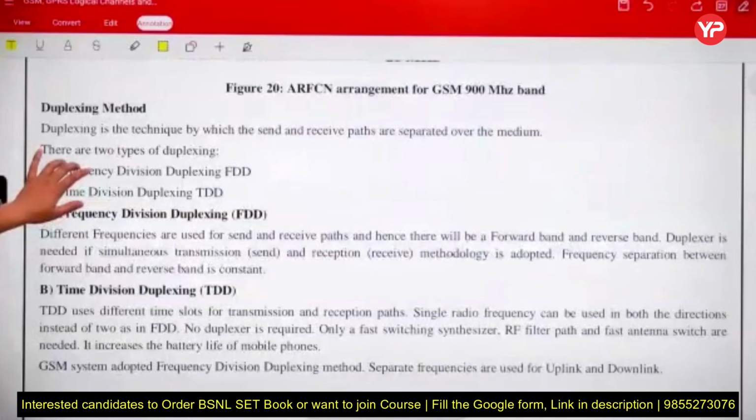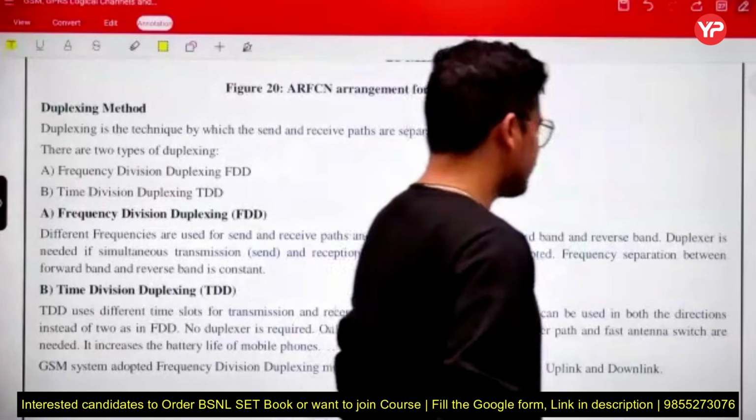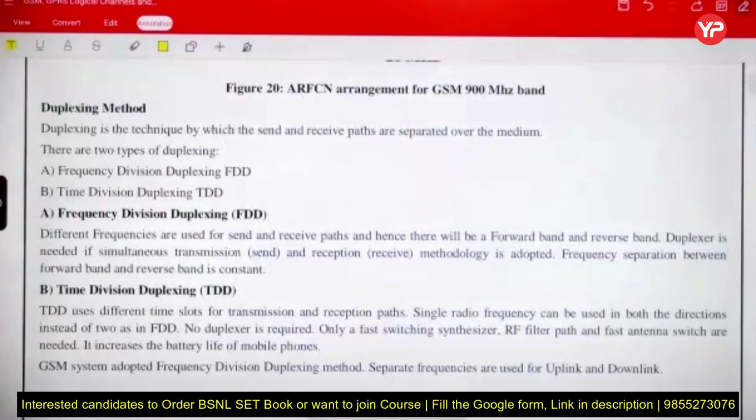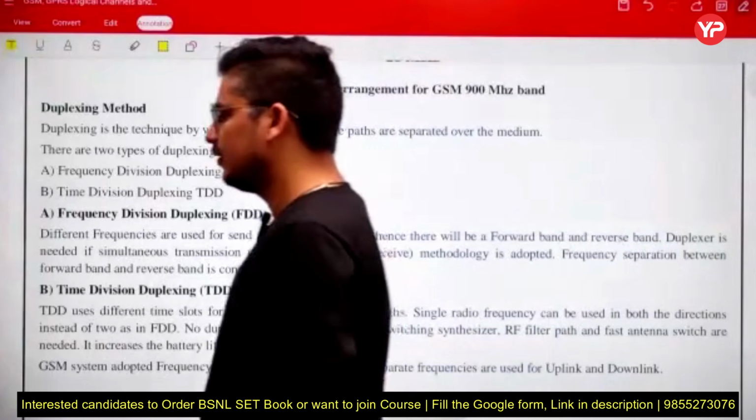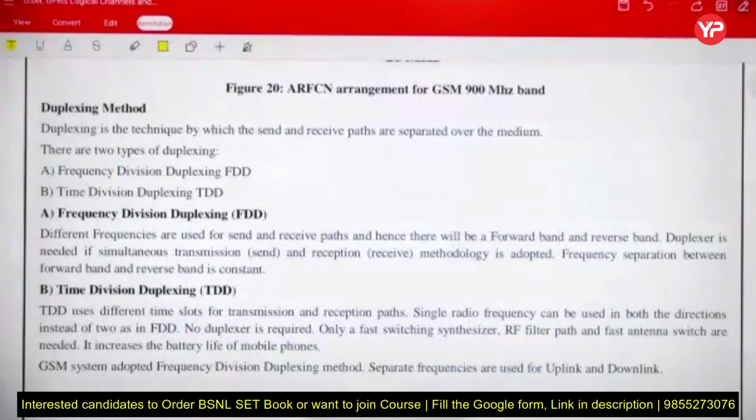The next thing is the duplexing method. Okay, what do you understand from duplexing? Can anyone let me know what duplexing is? Because if you are from computer science or any other branch, you are also aware of this term, duplexing. What is that?